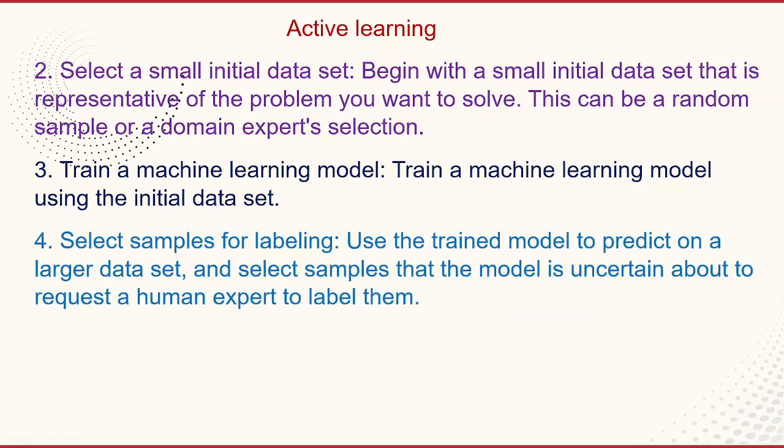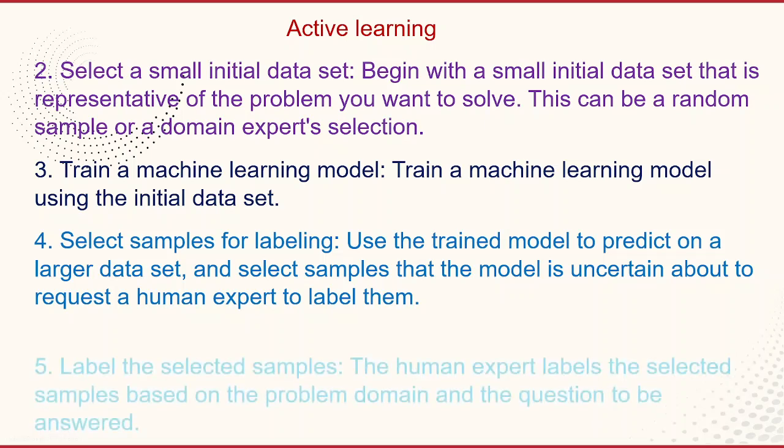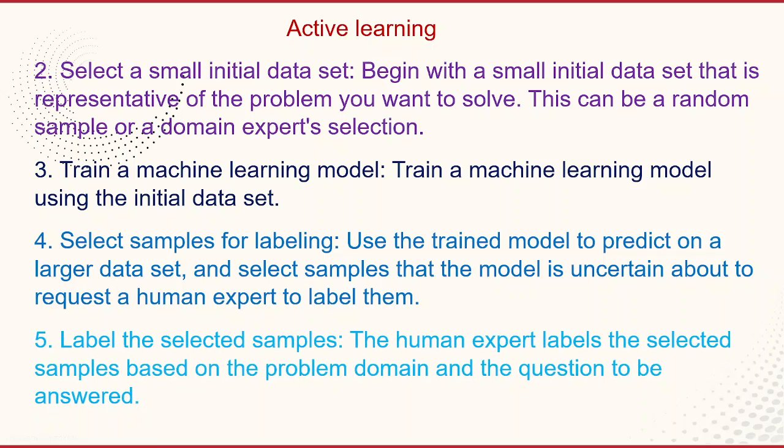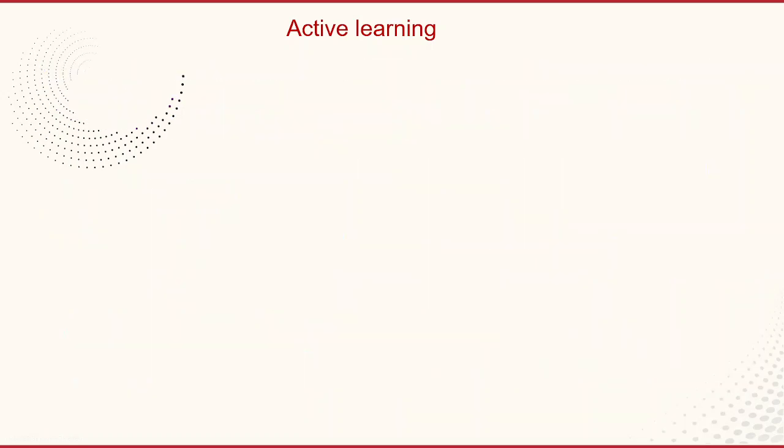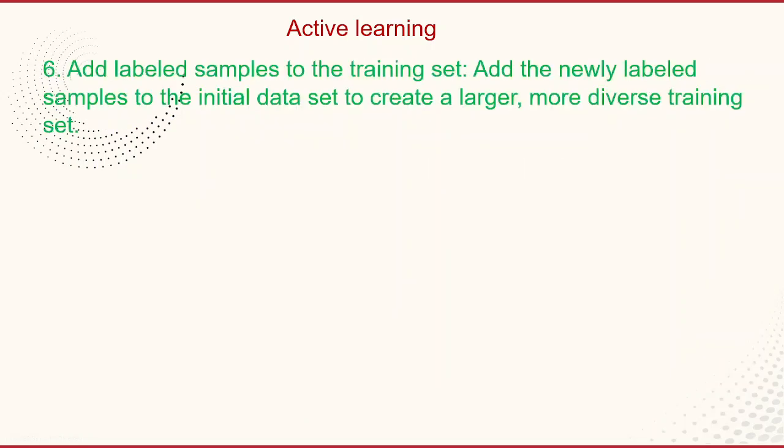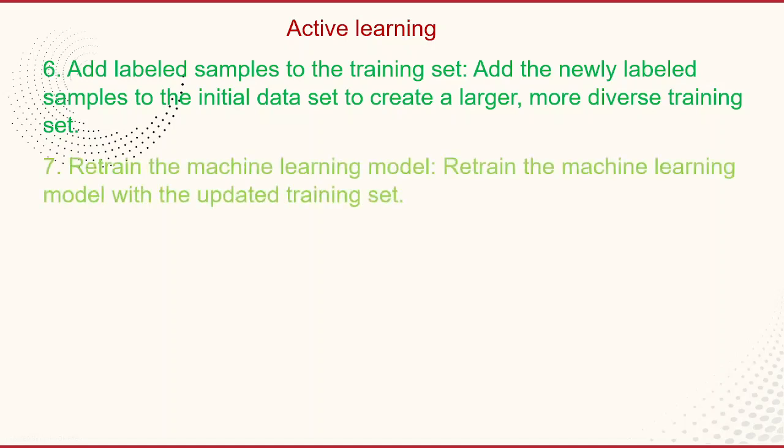Select samples for labeling. Use the trained model to predict on a larger data set and select samples that the model is uncertain about to request a human expert to label them. Label the selected samples. The human expert labels the selected samples based on the problem domain and the question to be answered. Add labeled samples to the training set. Add the newly labeled samples to the initial data set to create a larger, more diverse training set.